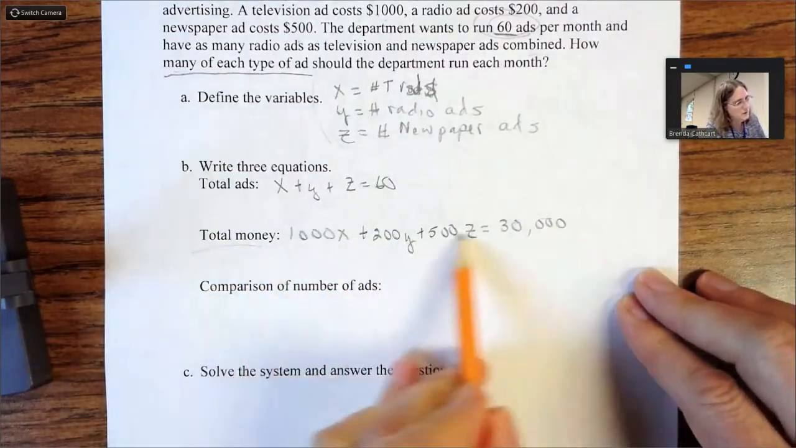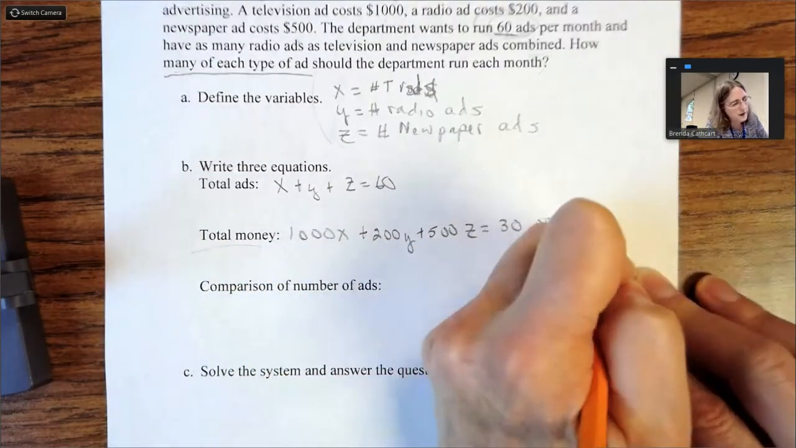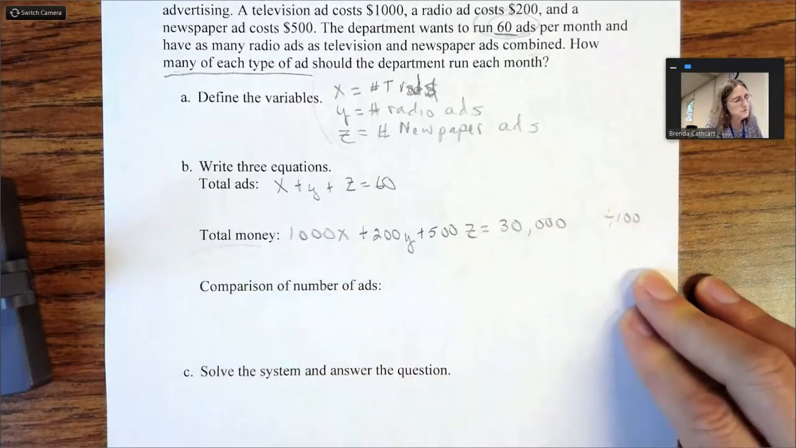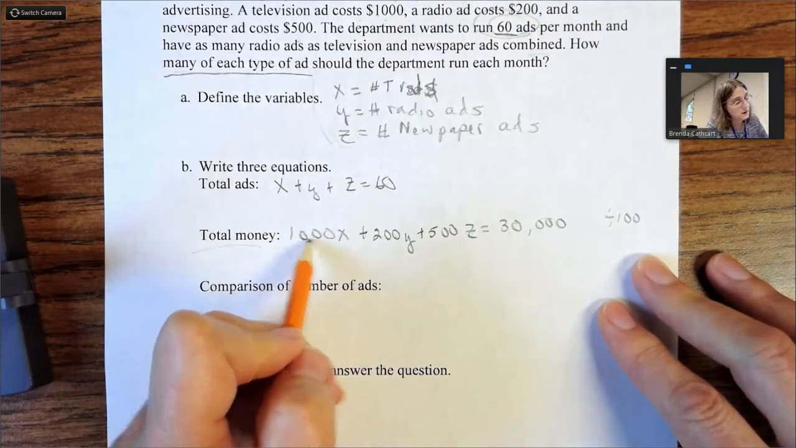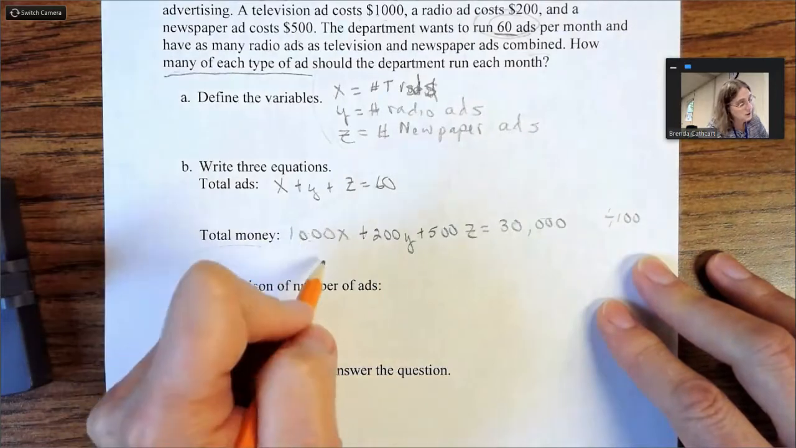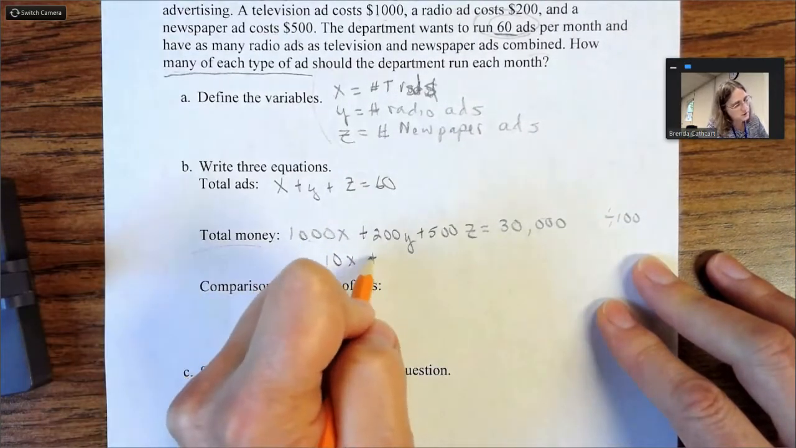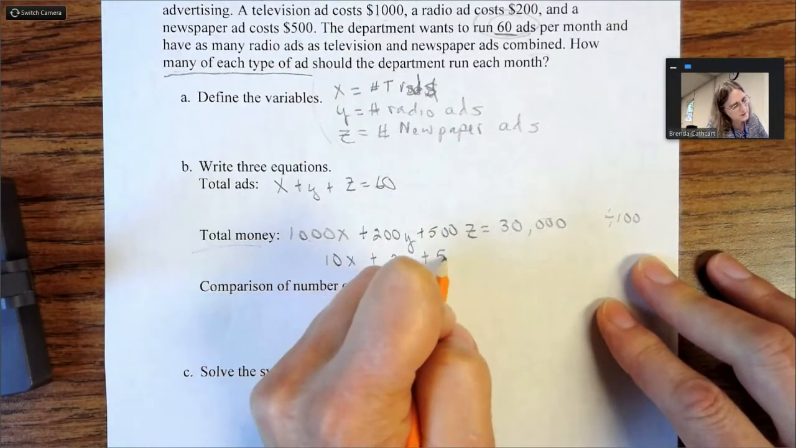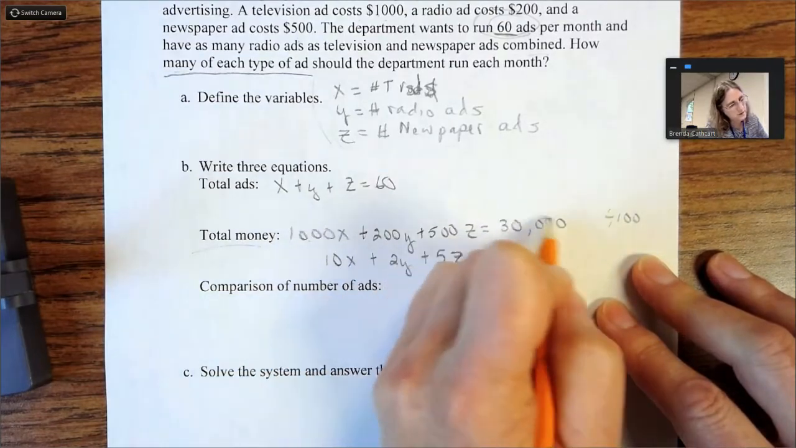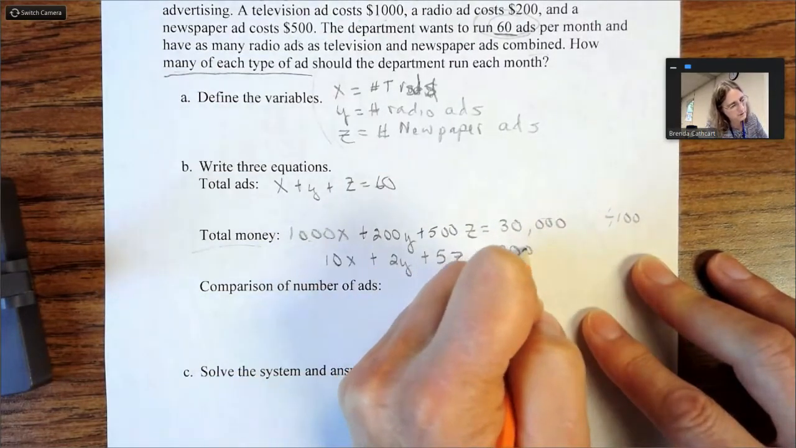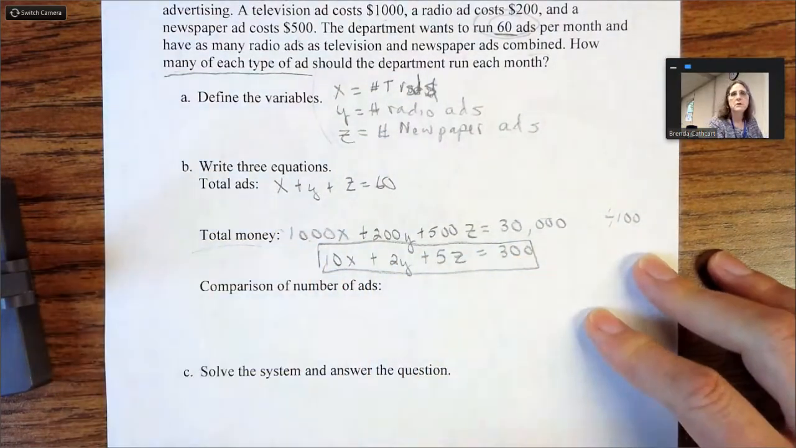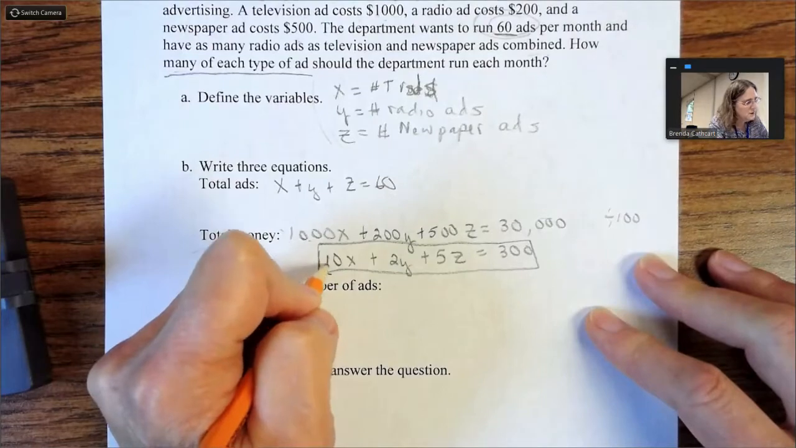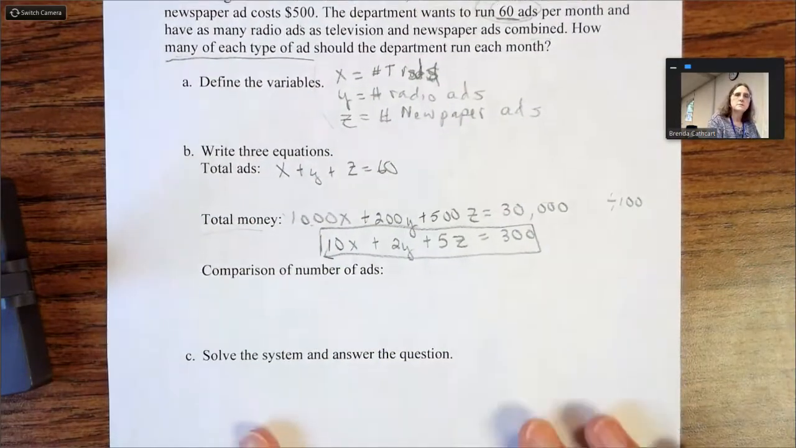Notice that I've got an awful lot of zeros in here. In fact, I could divide both sides of this equation by 100 to make some of these numbers easier to work with. Dividing the left side by 100 gives us 10x plus 2y plus 5z, and 30,000 divided by 100 is only 300. This equation is much easier to work with than the equation with all the zeros. We don't have to do it, but it makes our life a little easier.